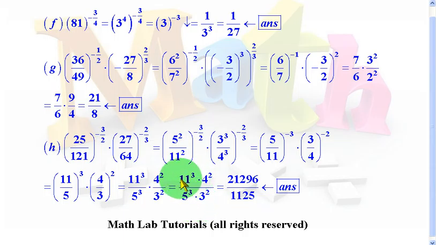And then when you work out the entire numerator, you'll get 21,296. When you work out the entire denominator, you'll get 1125. Again, this can be worked out on your calculator all in one shot. And this can be worked out on your calculator all in one shot as well. And guaranteed that this is irreducible. And of course, this is an improper fraction, and we're not going to convert it to a mixed fraction because there's no point. Okay, let's go on to the next slide.